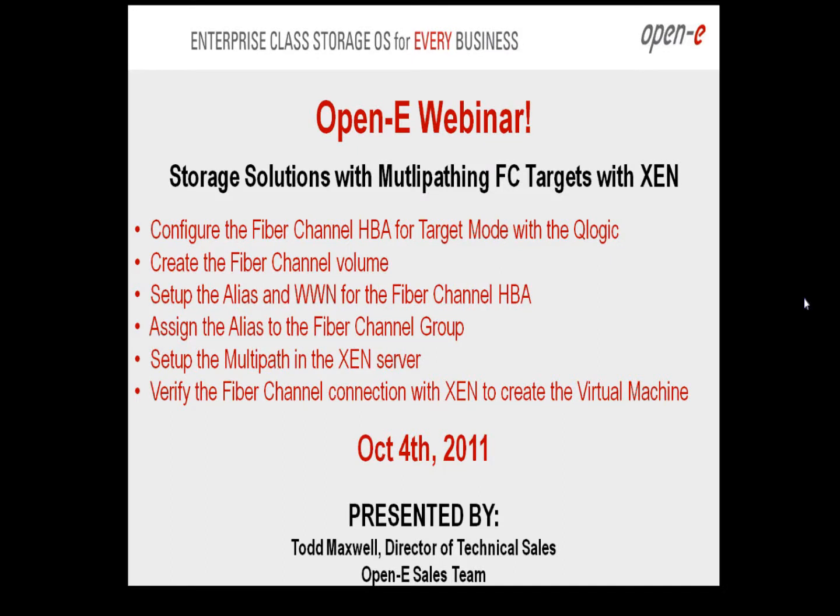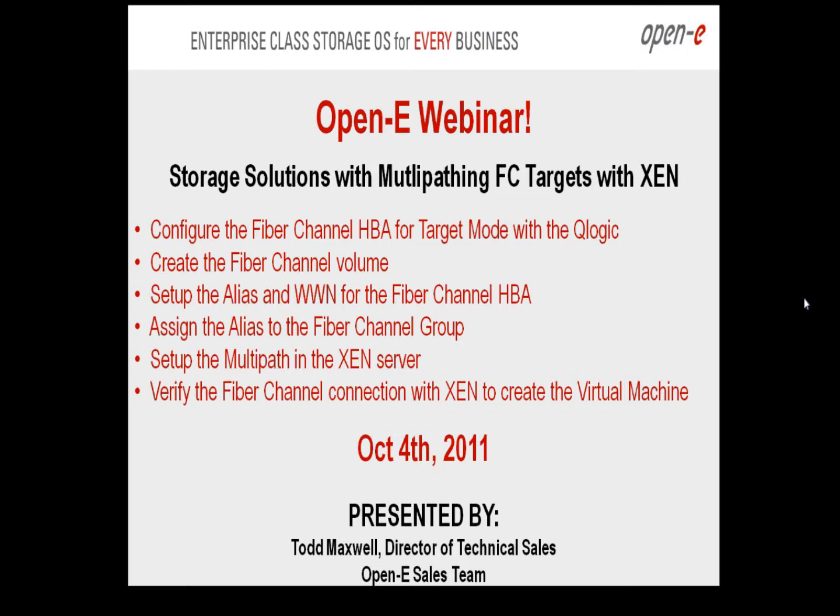Today's opening webinar is Storage Solutions with Multipathing Fibre Channel Targets with XEN. What we'll be setting up is configuring the DSSB6 for the Fibre Channel HBAs that we'll have, and we're gonna set them up in target mode. With our QLogic, we're gonna use the 4 gigabit Fibre Channel in this scenario, although the 8 gigs will work as well.